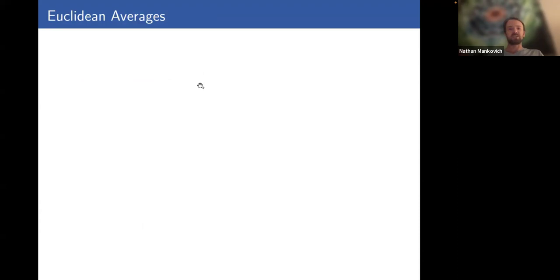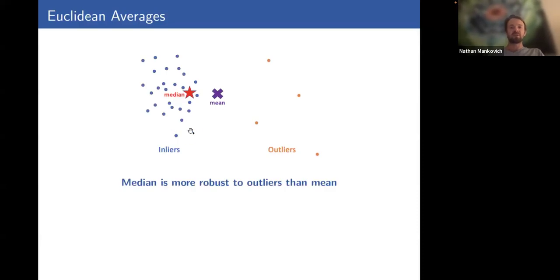Let's recall averages in Euclidean space really quick before we start talking about subspace and flag averages. If you have a data set with some inliers, which are blue, and some outliers, which are orange, you can compute the mean and the median of your data set. The mean will be more corrupted by the outliers than the median. The median will be more representative of your inliers, whereas the mean is pulled toward the outliers. So we say the median is more robust to outliers than the mean.